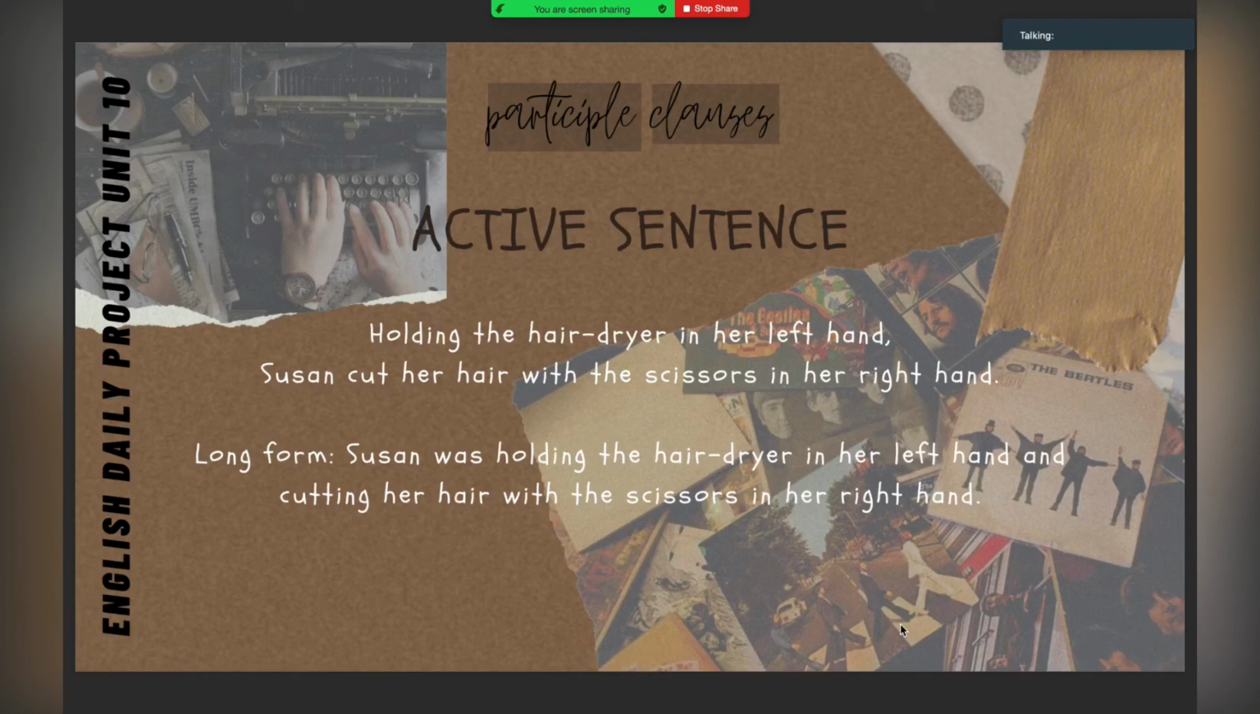Another example is, holding the hair dryer in her left hand, Susan cut her hair with the scissors in her right hand. We can also say that Susan was holding the hair dryer in her left hand and cutting her hair with the scissors in her right hand.